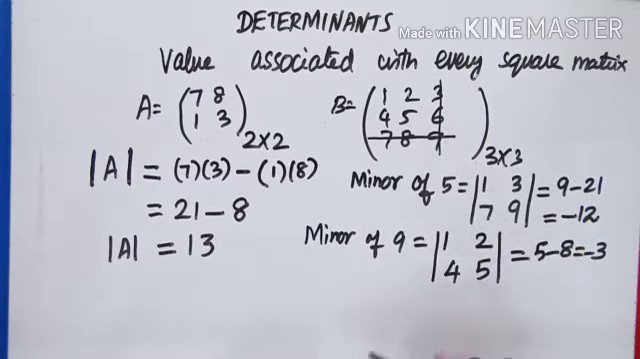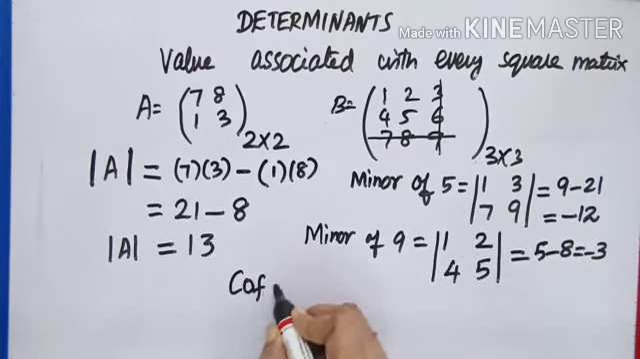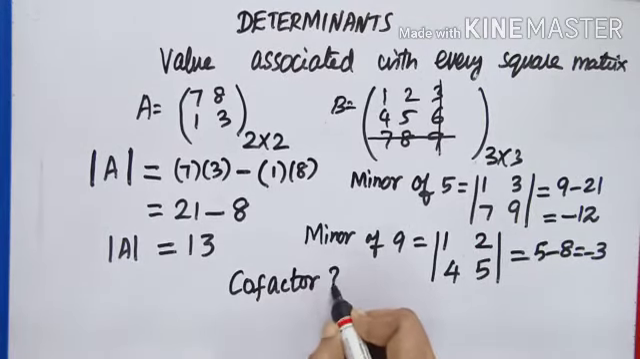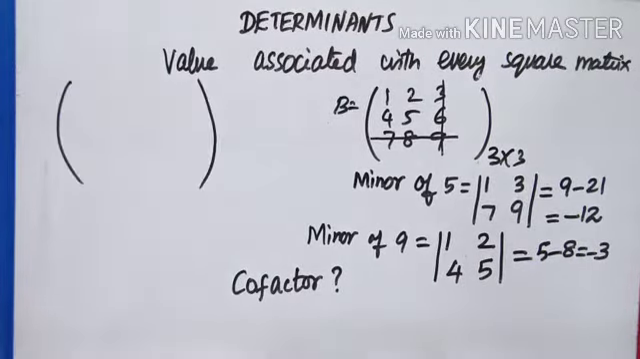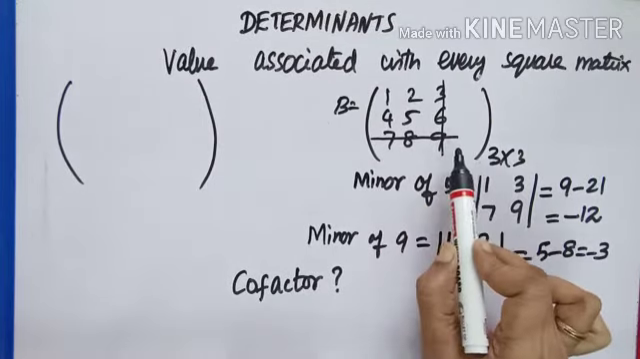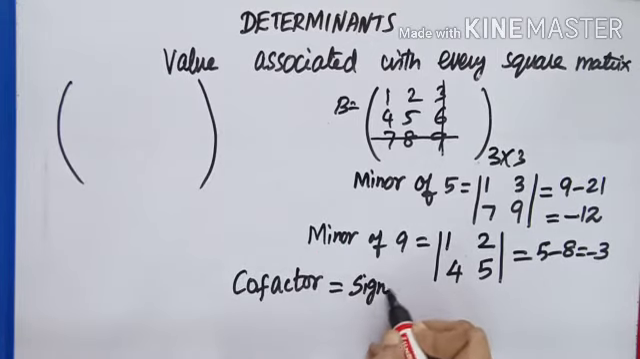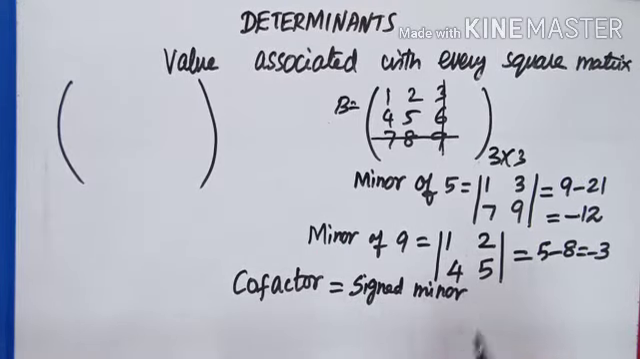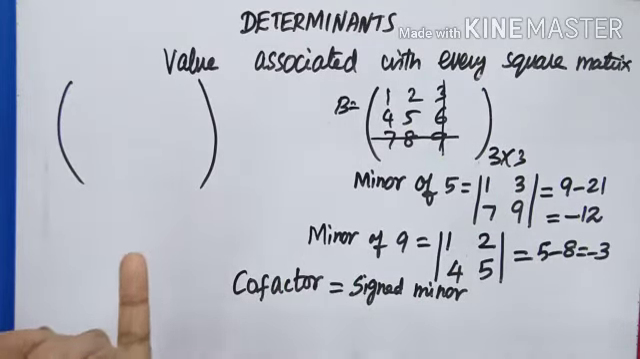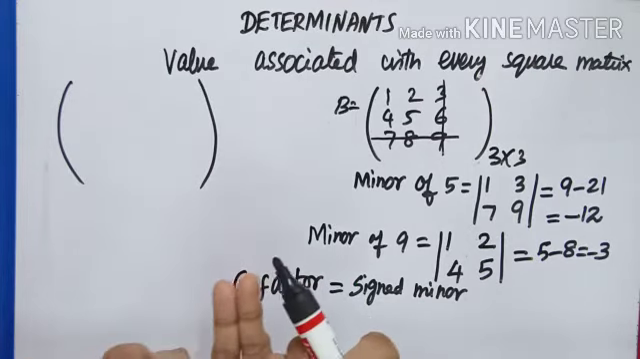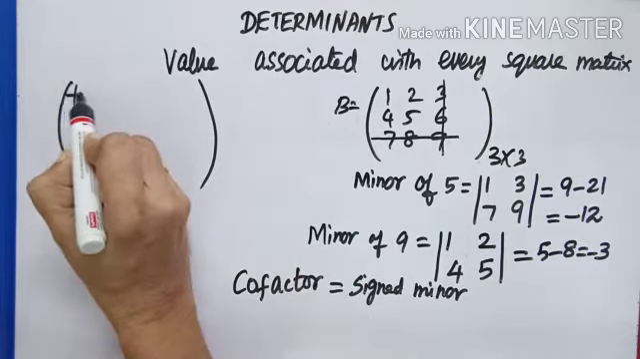After finding the minor, we put a symbol for the minor and call it the cofactor. How to find it? Take a 3 by 3 matrix. To find the cofactor, I call it the signed minor. Cofactor is nothing but signed minor. What is this sign? First row, first element. Where am I now? First row, first element. Add these two: 2. 2 is an even number. Give the symbol plus.